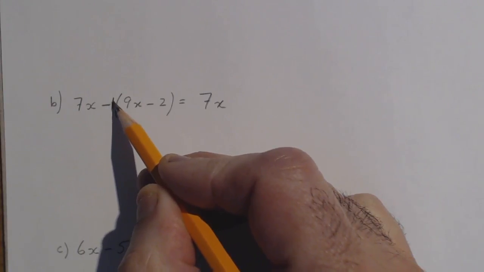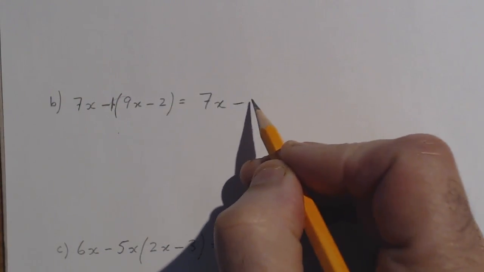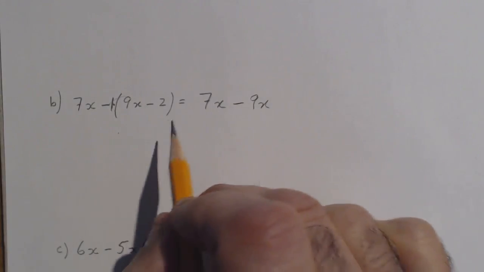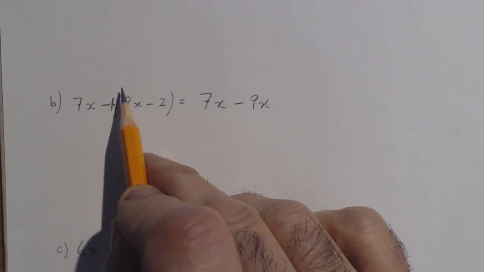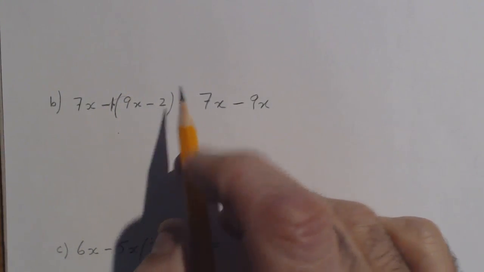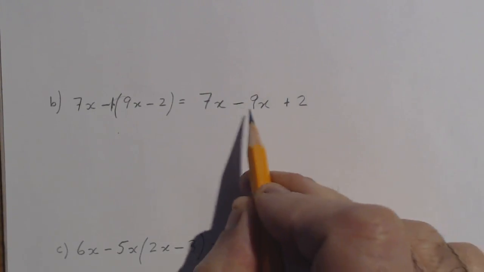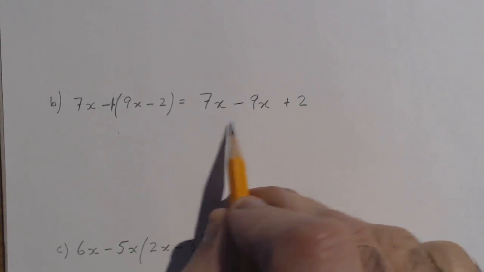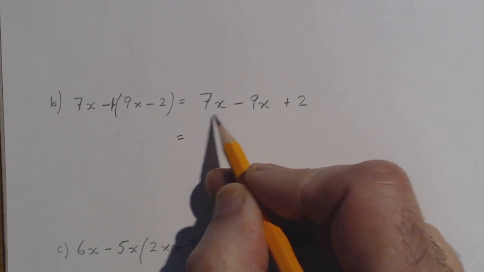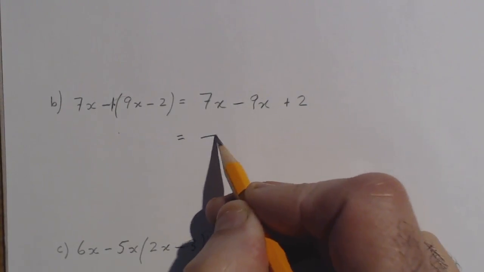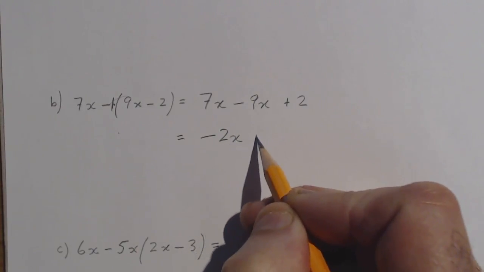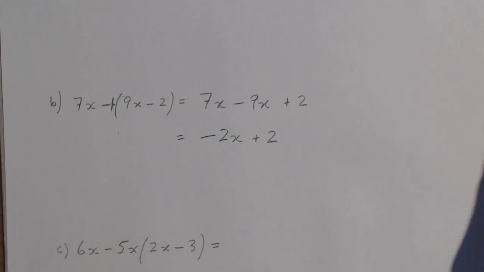Now we go negative 1 times 9x gives negative 9x. So we expand the brackets and remove them. Negative 1 times negative 2 will give plus 2. Now we collect the x terms. So 7x minus 9x gives minus 2x plus 2.